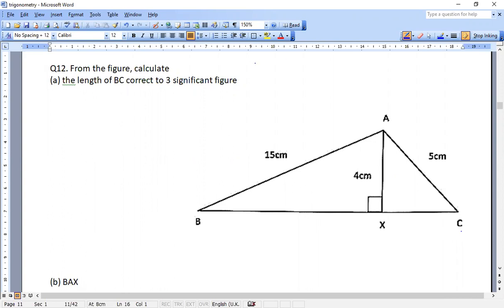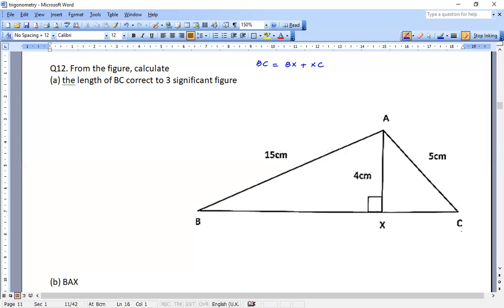I can find out the length of BC if I say BC will be equal to the distance from B to X plus the distance from X to C. I can find the length of BC if I know the length of BX and the length of XC. So first of all, I'll need to figure out how to calculate the length of BX and XC. As soon as I have these two lengths, I'll be able to calculate BC.